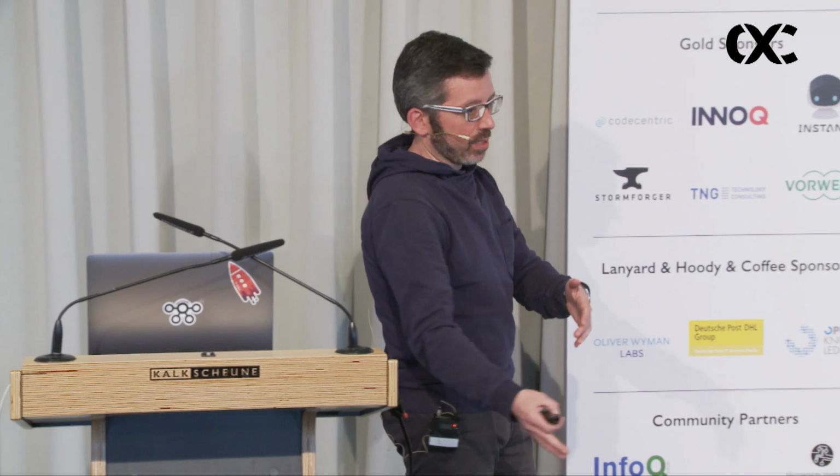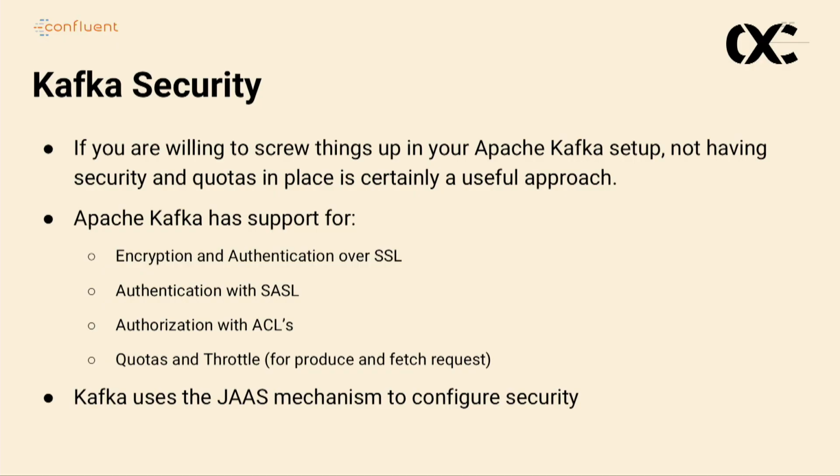If you are willing to really screw things up, don't put any security, okay? By security, I mean security and quotas. Remember the nice image we saw before? Everybody's competing for that queue. Everybody: replication and clients. Apache Kafka has support for encryption and authentication over SSL. You can do authentication with SSL. You can do authorization with ACLs. And very, very important, you can do quotas and throttling, okay? For produce and fetch requests.